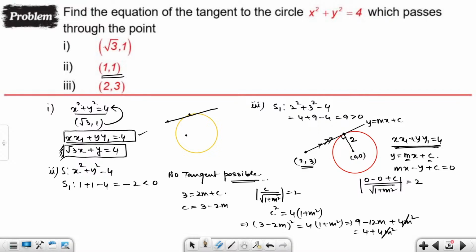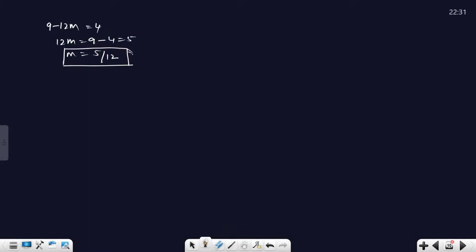Is it correct? One more slope should come. Very good. That's exactly what I was expecting from you people. Because it is an equation involving a quadratic in m, and we got only one value of m. How is it possible? It's not possible. So I must get another value. And what is that value? As I repeatedly told you, in a straight line, the slope can be infinity. So one value is 5 over 12, another value is infinity.